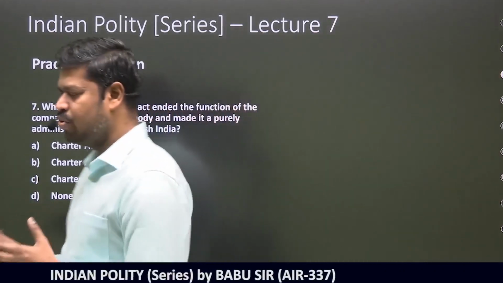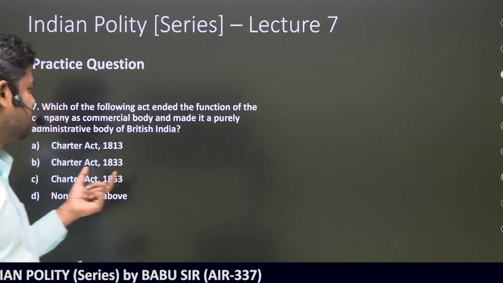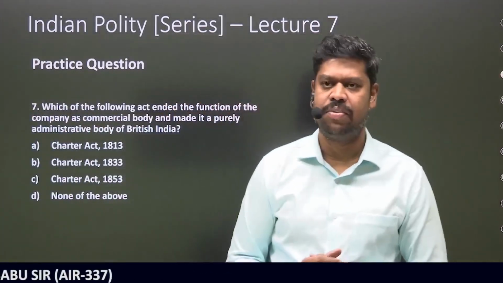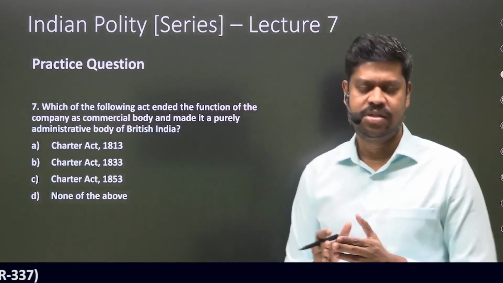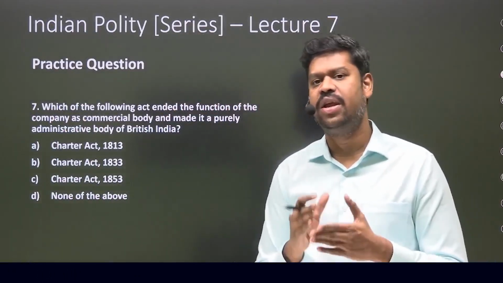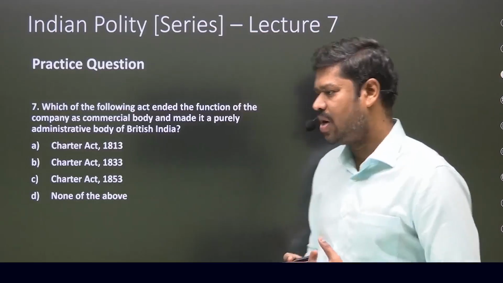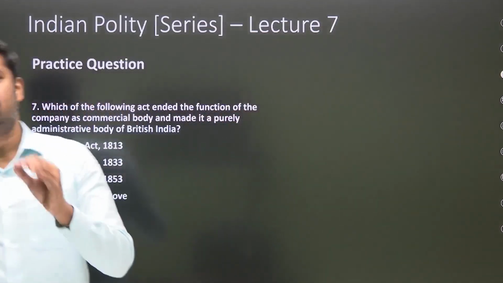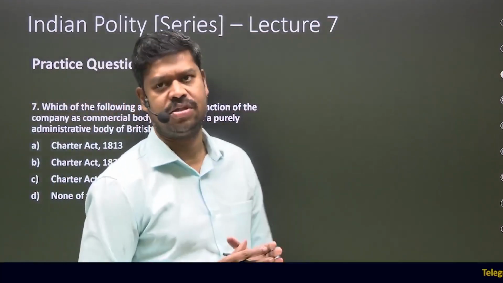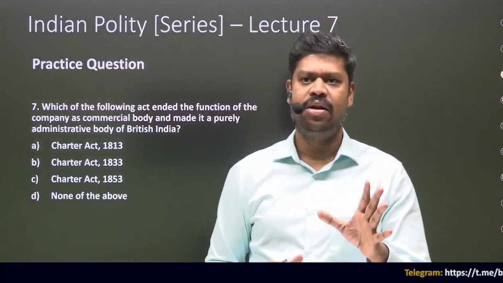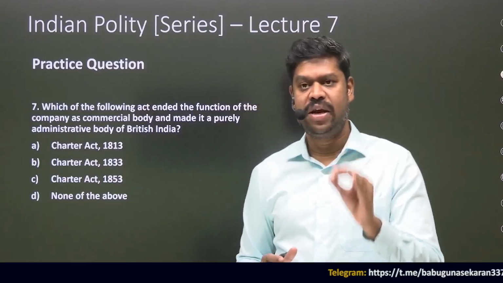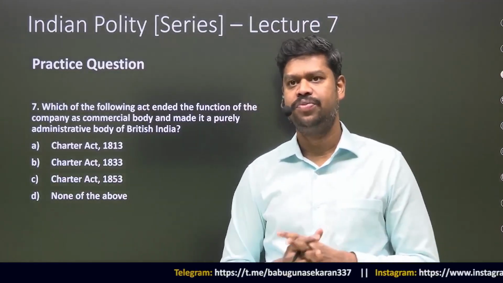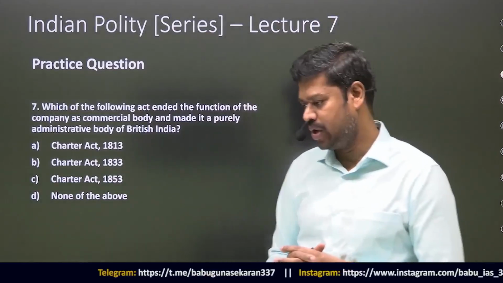So this continued, but now the question is asking which act ended the commercial functions of the East India Company. Specifically, the answer is the Charter Act of 1833. The Charter Act of 1833 put an end to the company carrying forward its commercial functions. So from 1833, the East India Company was merely an administrative body. It was not a commercial body anymore.